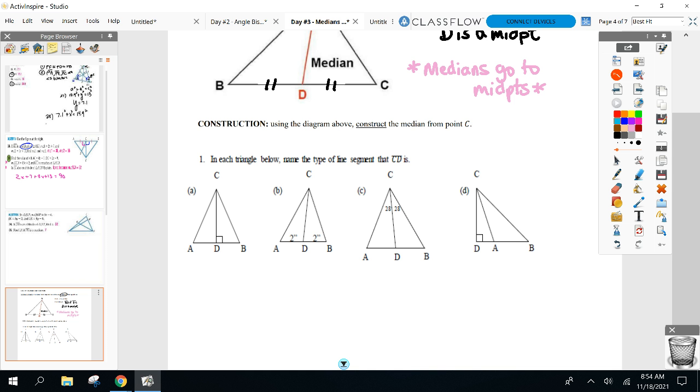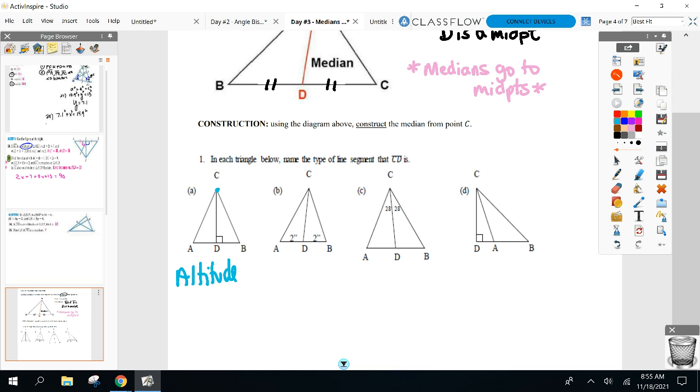So what do I call the segment? It starts from a vertex perpendicular to the opposite side. Go ahead, look back if you need to. What do I call that segment? Starts at a vertex. Oh, an altitude. An altitude. There you go. Yep. I don't know what bisects because I don't have hash marks on AD and DB.